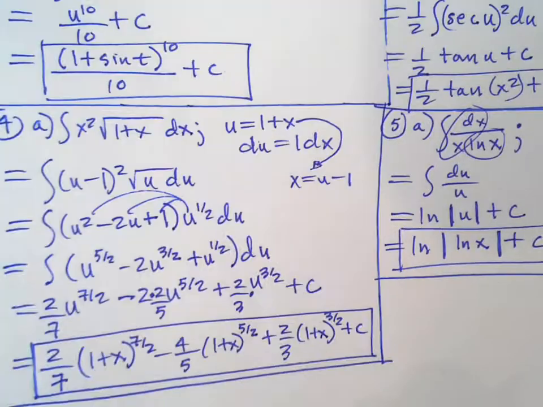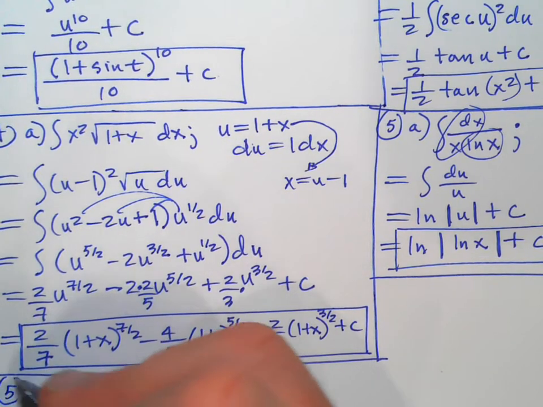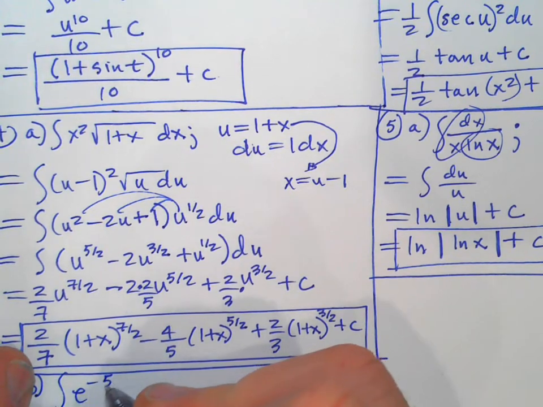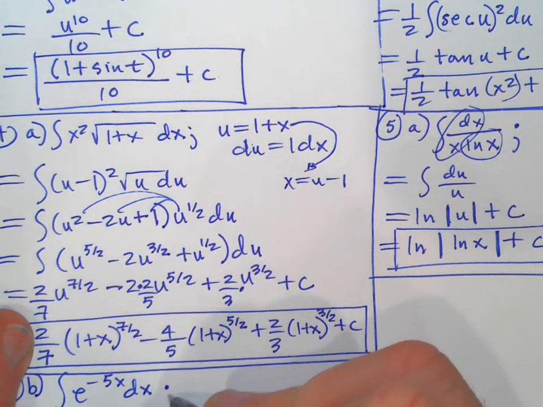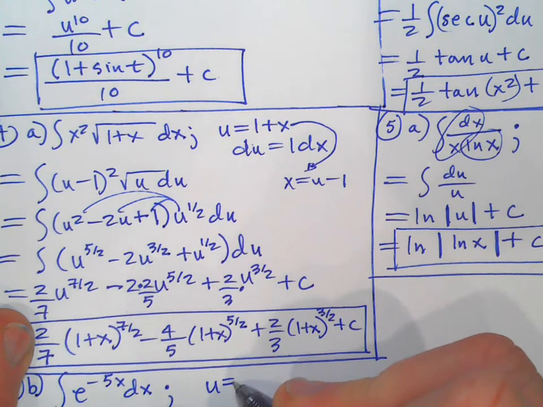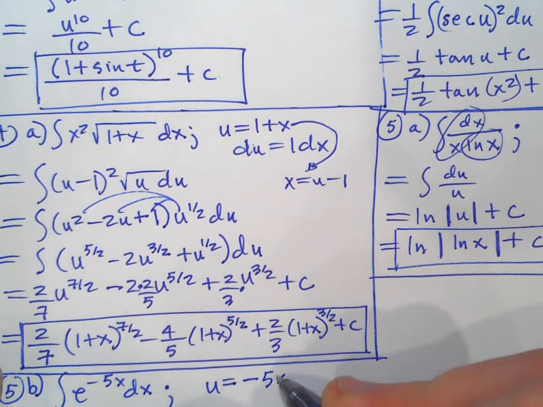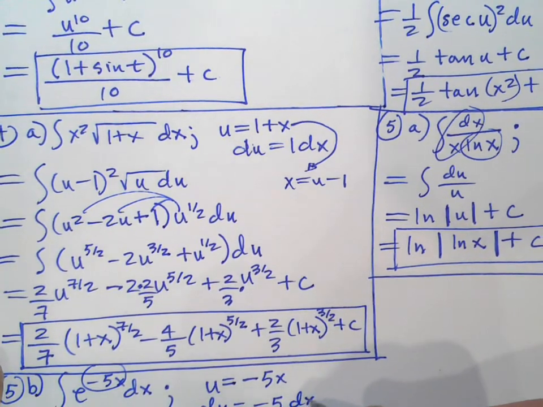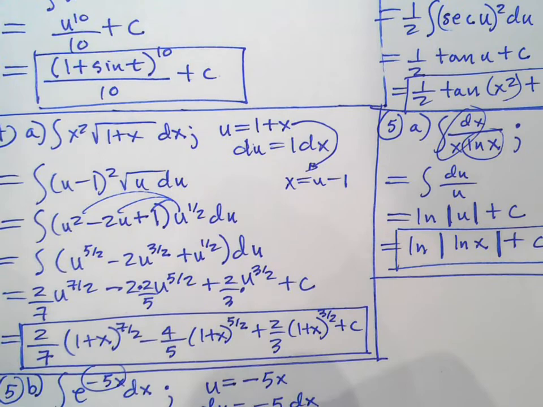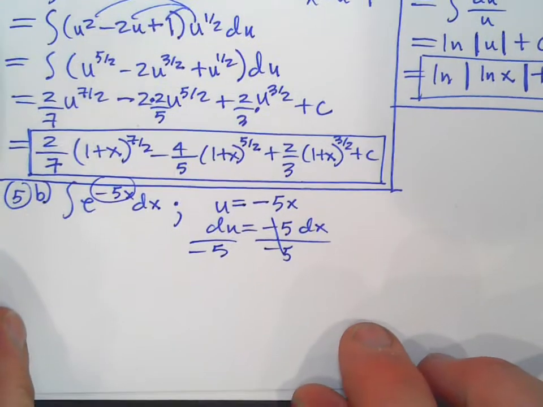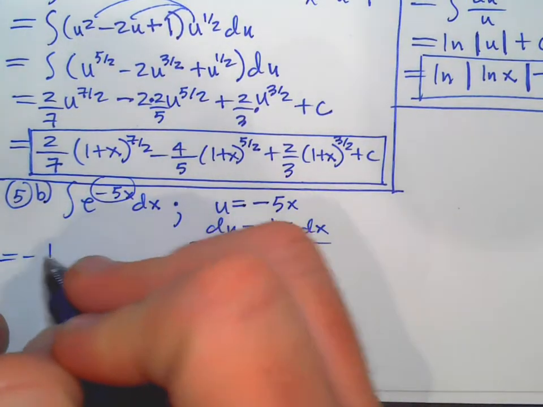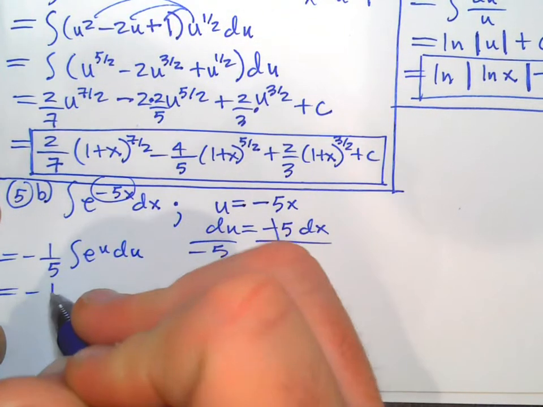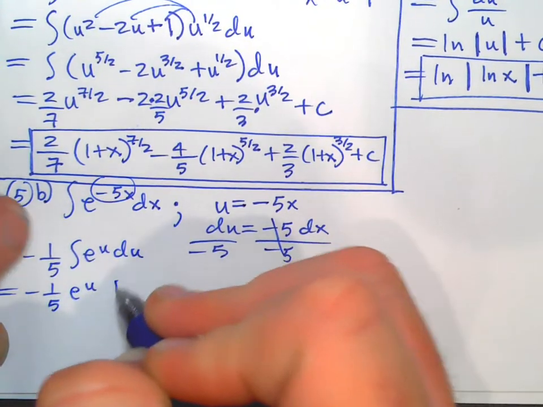Okay. Number 5b, integral of e to the negative 5x dx. So they're saying u should be negative 5x. Looks like the inner function. Du equals negative 5 dx. Don't want the negative 5. So I'm going to get negative 1/5 in front, and it's going to be e to the u du. The antiderivative of e to the u is e to the u plus c.